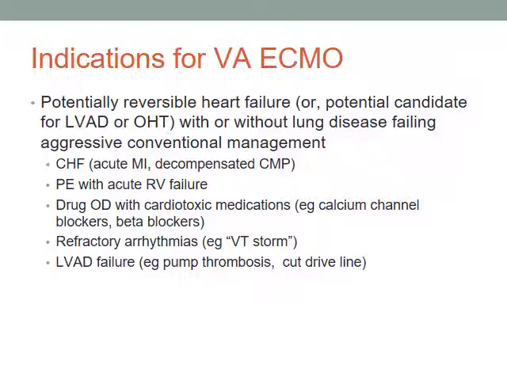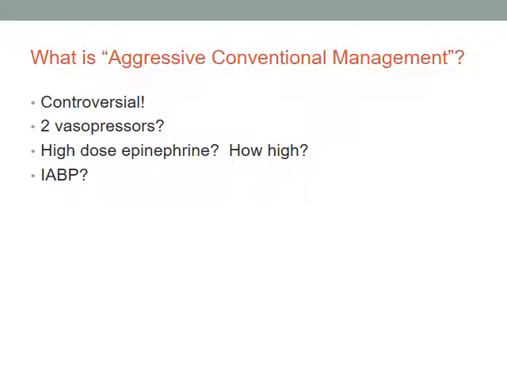You've seen that, okay? So these would all be reasonable indications for VA ECMO. Now, what is aggressive conventional management? Well, that's kind of controversial, what that consists of. Is it two vasopressors? Is it high-dose epi? If it's high-dose epi, how high? They have to have a balloon pump in already. But basically, you're failing whatever people think is reasonable aggressive management.